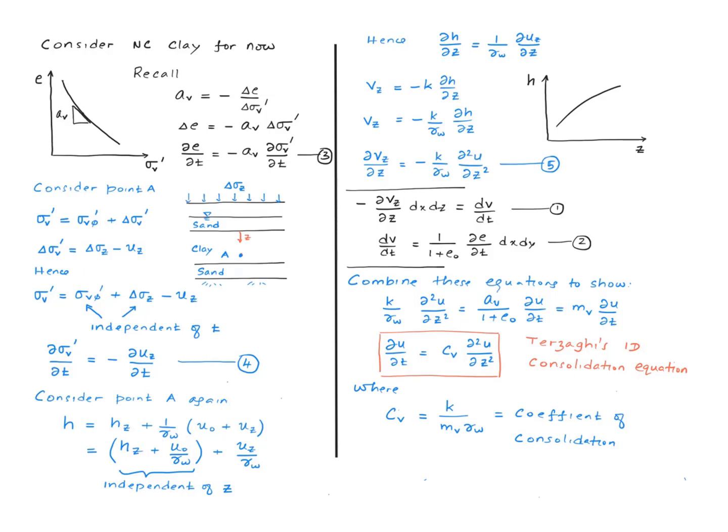But usually what happens is, as the vertical effective stress increases, the soil becomes denser, permeability decreases, and the coefficient of volume change also decreases. So both of these decrease, and therefore c sub v remains approximately a constant. So this is the famous Terzaghi's one-dimensional consolidation equation. And you can see we had to put together a number of different fundamental concepts to arrive at this. So the derivation is admittedly a little complicated.